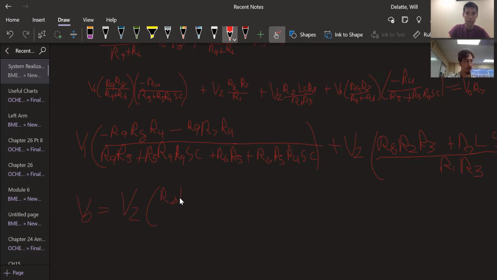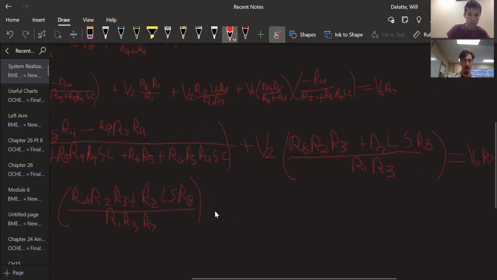R8, R2, R3, plus R2, LS, R8, over R1, R3, R7. See, so that was a simple distribution of that R7. We are going to leave that in parentheses on the next one because I think they get the idea. And no use in rewriting R7 4 different times.